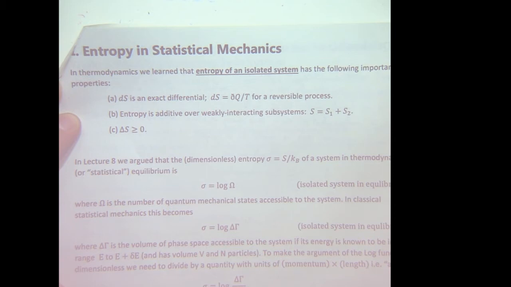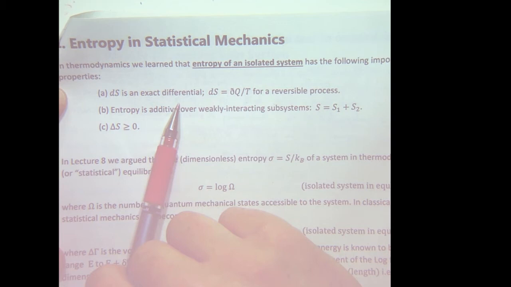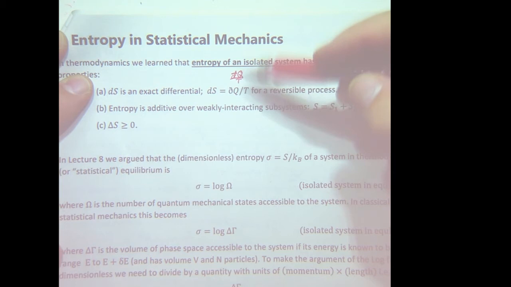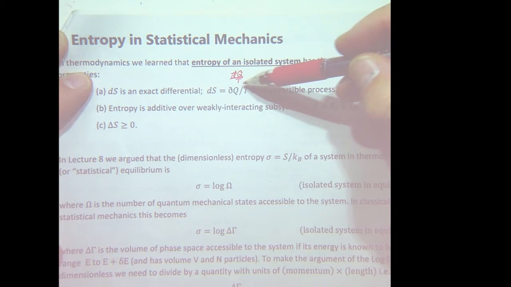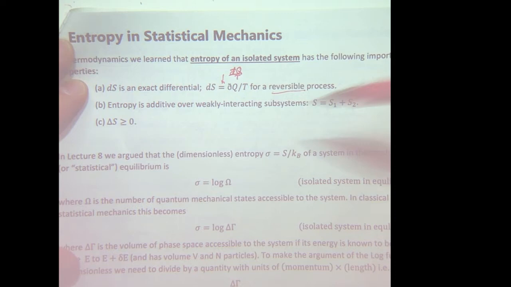So we have entropy in statistical mechanics. Well, first of all, in thermodynamics, we learned that entropy of an isolated system has the following properties. So dS is an exact differential, and it's dQ over T, and this should be a straight d like this, but I don't have the font in my software to do that. I don't use LaTeX to do this. So this bent d is meant to be the straight d like that. So dS is dQ over T for a reversible process. It's an equality sign only for a reversible process, otherwise it's greater. Entropy is additive over weakly interacting subsystems, and in any spontaneous process, the entropy must increase. The total entropy must increase or stay the same.